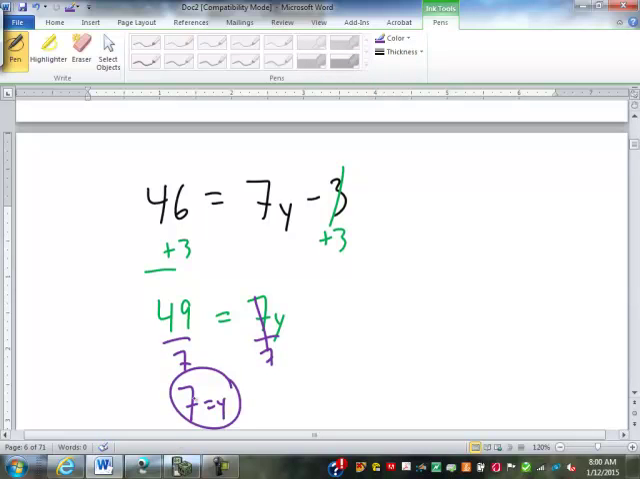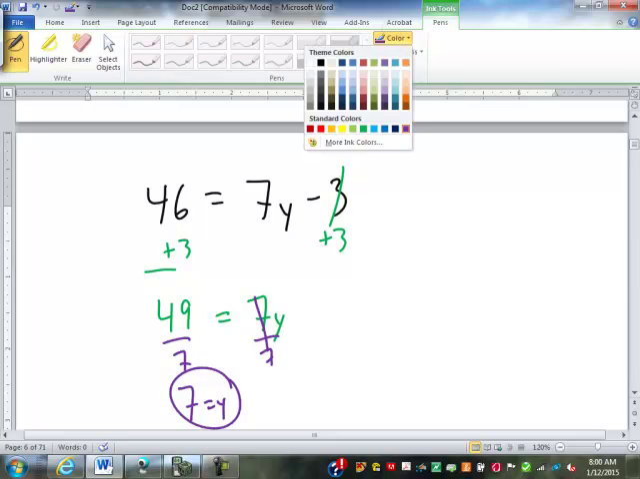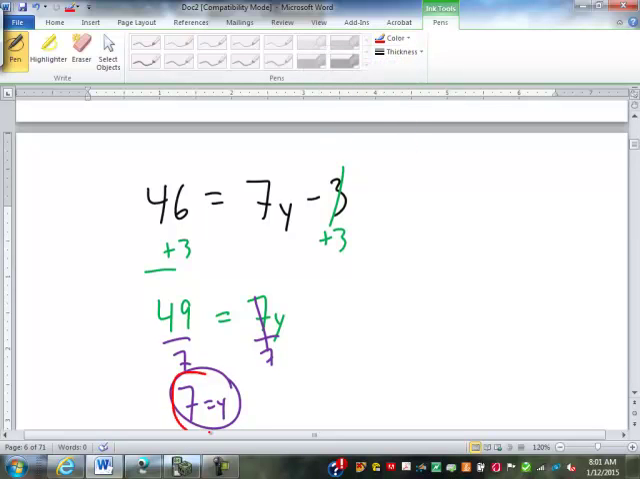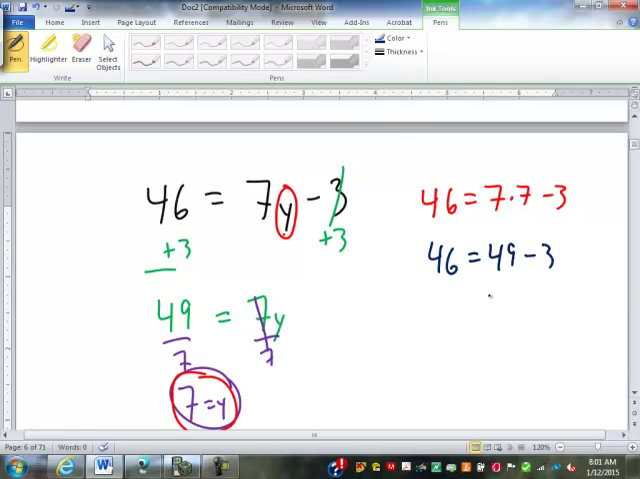So 7 equals y. Now, if we get to this point and we're not sure if we did it right, what can we do? We say 7 equals y or y equals 7. That means we should be able to replace this y with the number 7. So instead of 46 equals 7y, we should do 46 equals 7 times 7 minus 3. 7 times 7 is 49, minus 3 is 46. So we do have the same value on both sides of the equal sign.